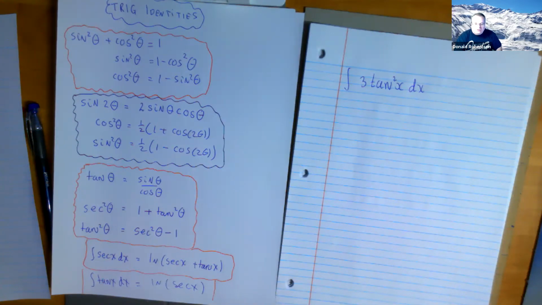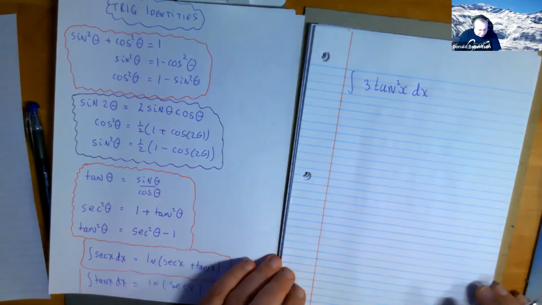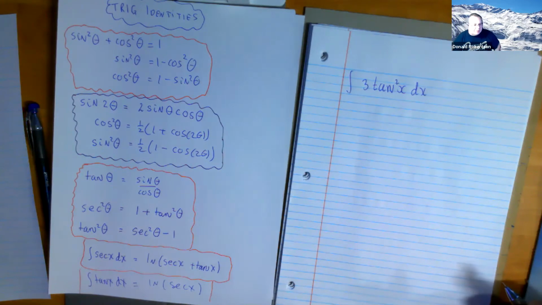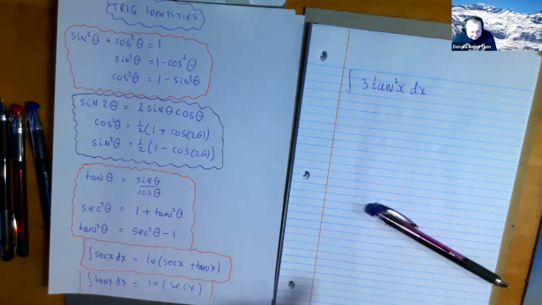Now, there's 2 main strategies. There always have been 2 main strategies. And those are: use identities from here to change it into something that we can integrate, or do a u-sub, or more than likely do both things. Well, I don't know the integral of tan squared.